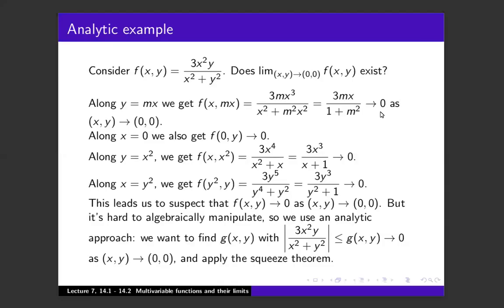as (x,y) goes to (0,0). But this is a tricky one to algebraically manipulate. So we're going to try to find some other function, g(x,y), so that the absolute value of this thing is less than g(x,y), but that goes to 0.